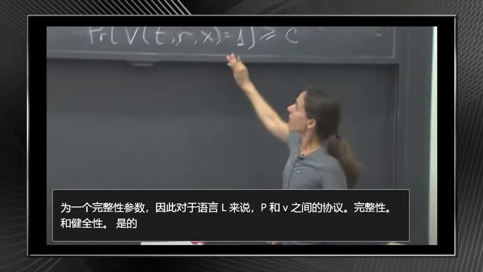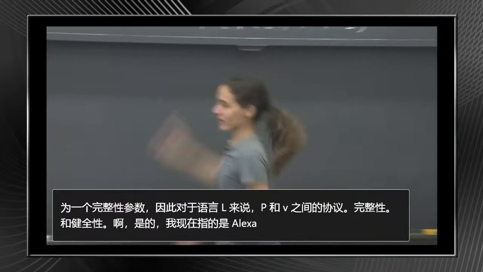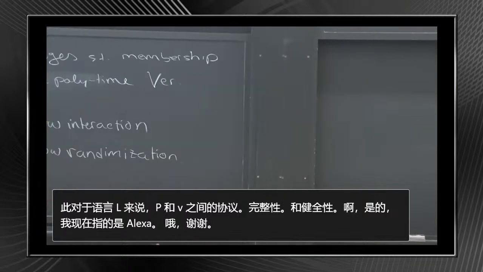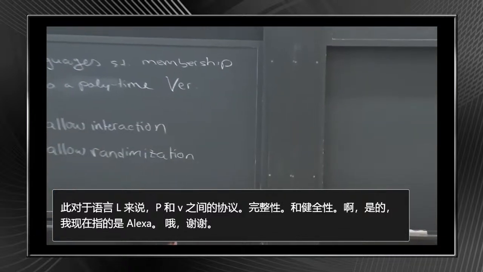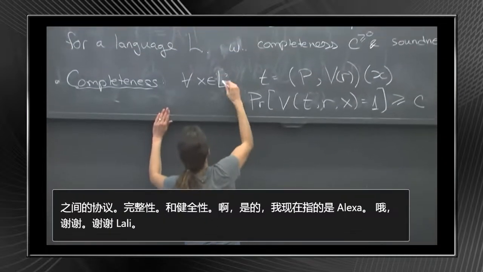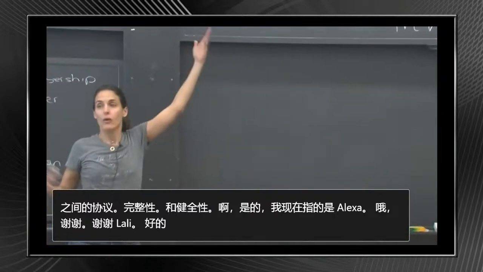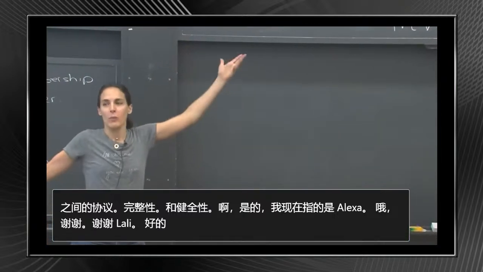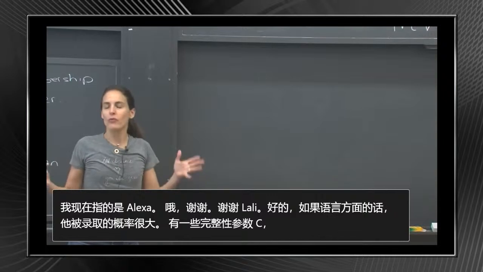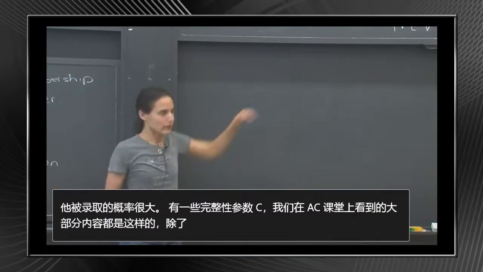Yeah, you mean all X now? Yes, I do mean all X in L. Oh, thank you. Thanks, Lali. Okay, so if it's in the language, V accepts with high probability. There's some completeness parameter C. In most of what we see in class today, C is 1. You accept with probability 1.